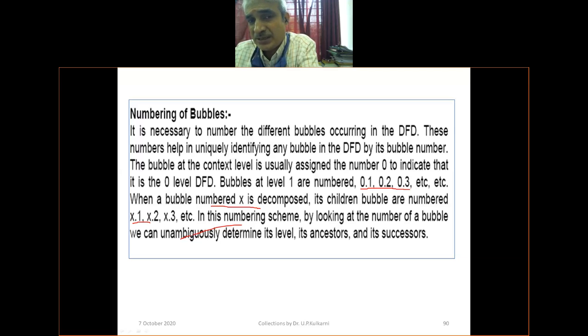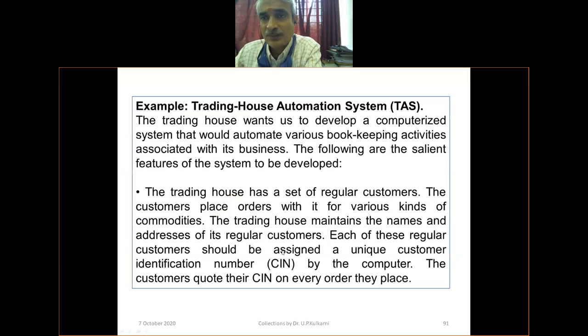And please read, the bubble number at the context level is usually assigned the number 0 to indicate that it is level 0. This level 0, further you can explore. A bubble at level 1 is numbered as 0.1, etc. Right? So with this bubble number, you can find out its ancestor and its successor. This connectivity you can establish, and that's how it's written. Right. So I will not take you through this.